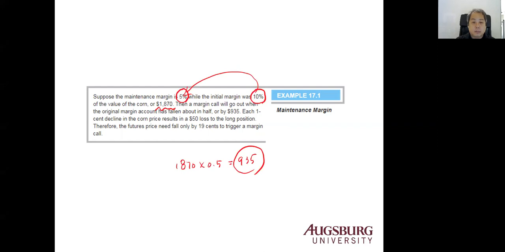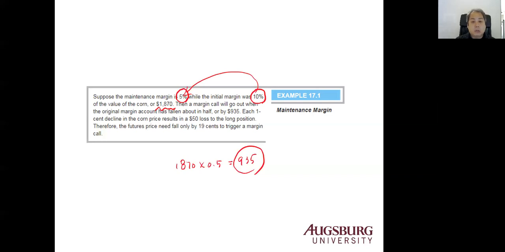Okay, right? And each 1 cent decline in the corn price, how much do you lose? You basically lose $50. Okay, because you have 10% initial margin and 5% maintenance margin. So the futures need to fall only by 19 cents to trigger a margin call.